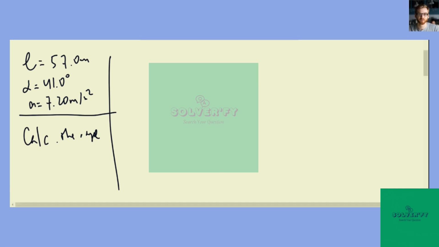We have to calculate the range of the projectile, which is fired by a railgun with a length of 57 meters. Sorry, not the projectile, the railgun. And this railgun is located at 41 degrees above the horizontal. So let's sketch this system.